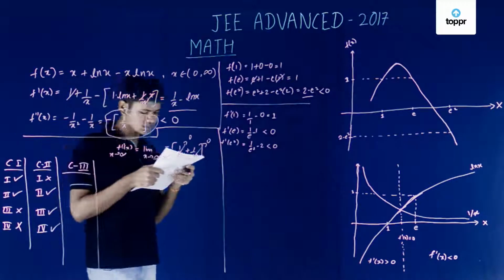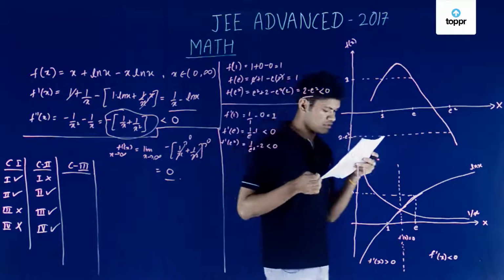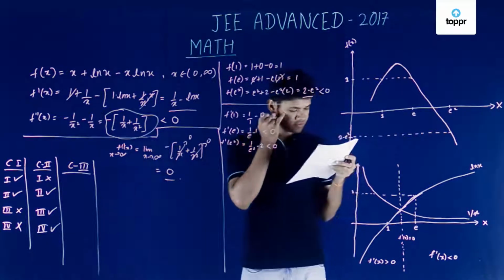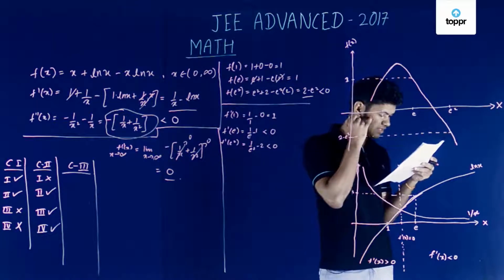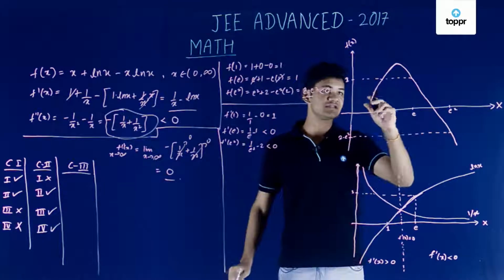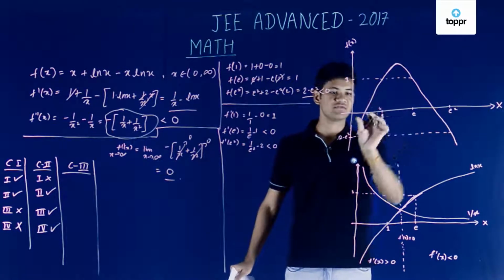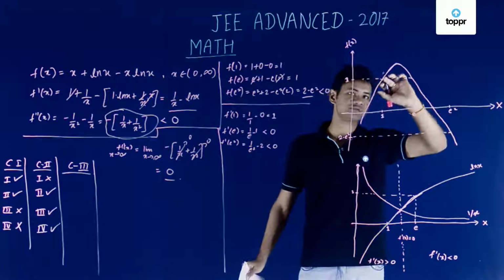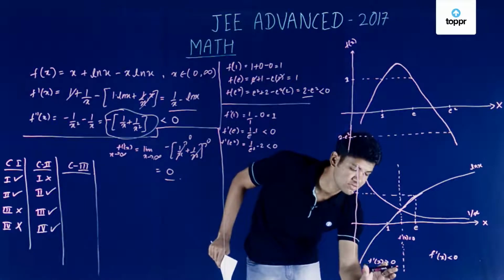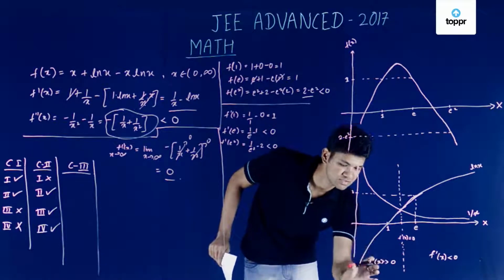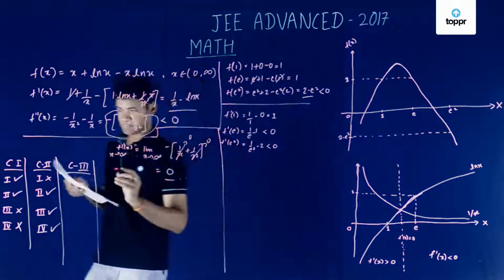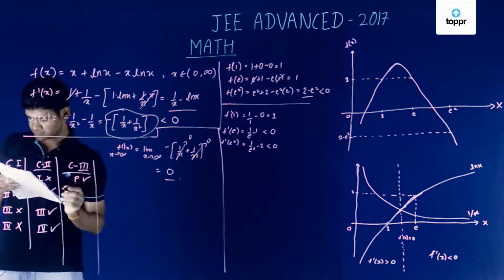Now let us go to column 3. Column 3's first option, which is the P option, says f is increasing in 0 to 1. For f to be increasing, we know that f dash x has to be positive. Let us see for 0 to 1. It is very clear that the function is increasing from 0 to 1. It is further verified, as we can see, that the value of the derivative of the function is greater than 0 from 0 to 1, right? So the P option is correct.